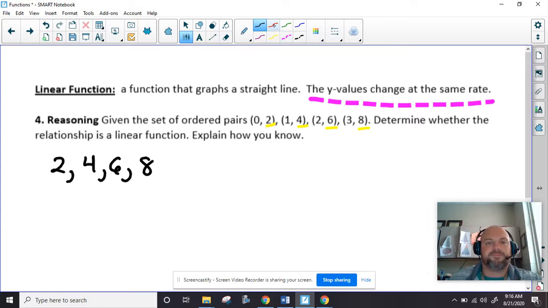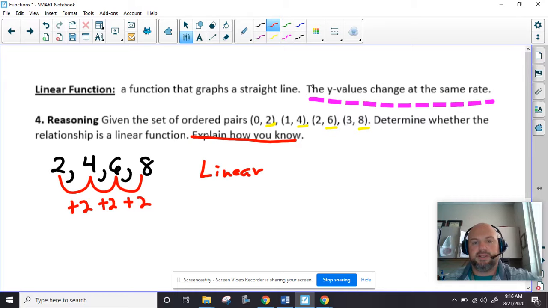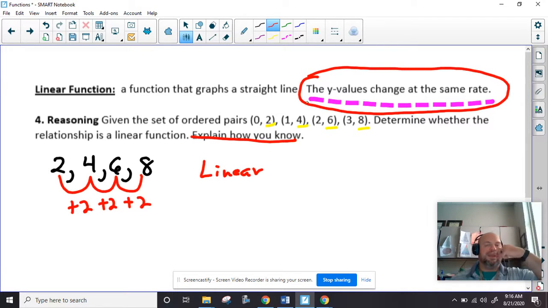Now, we just pull out the Y values. All right. So basically, it looks like we're adding 2 each time. All right. So all the Y values change at the same rate. So this is a linear function. Okay. It's linear. And how do we know? We could say this right here. Here's our answer. Y values change at the same rate. All right. That it's a constant thing. Okay.